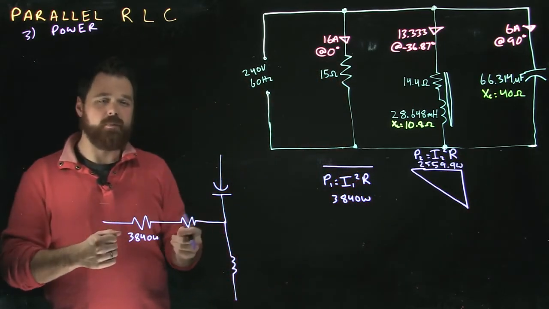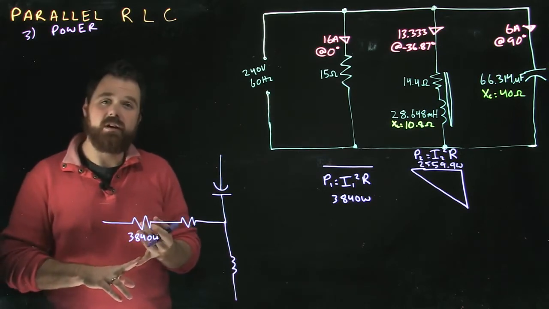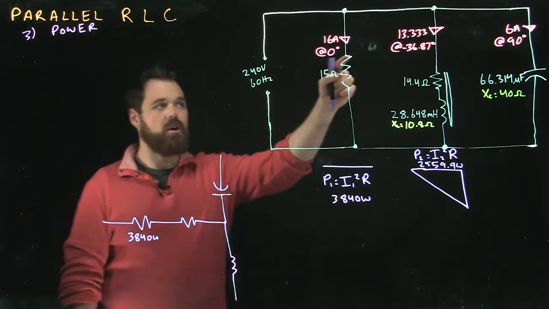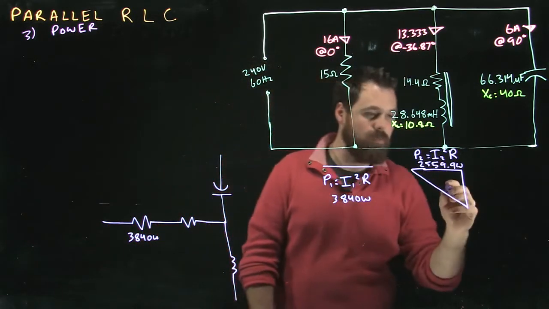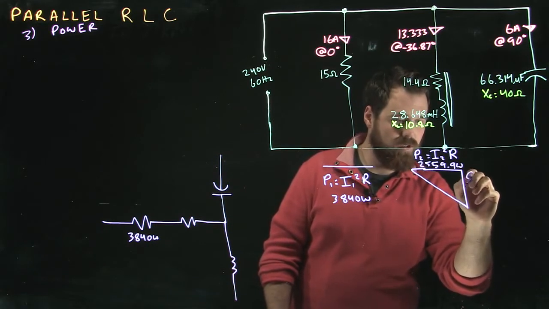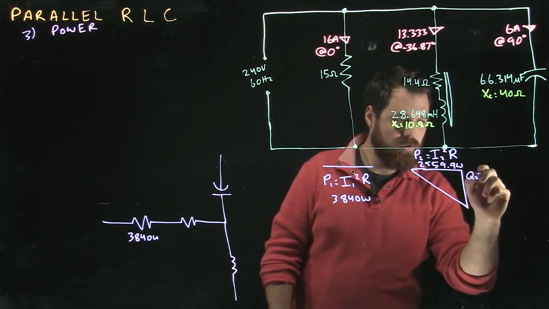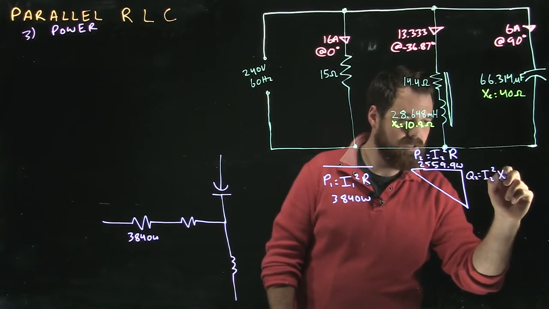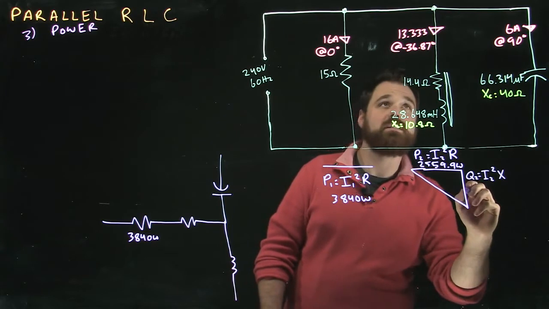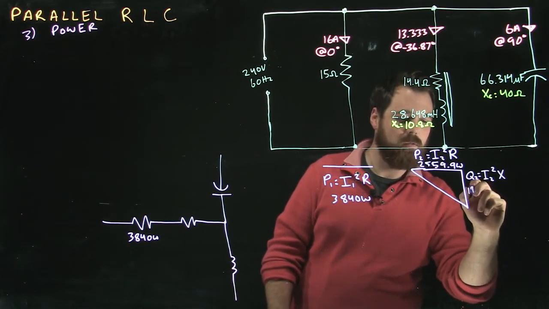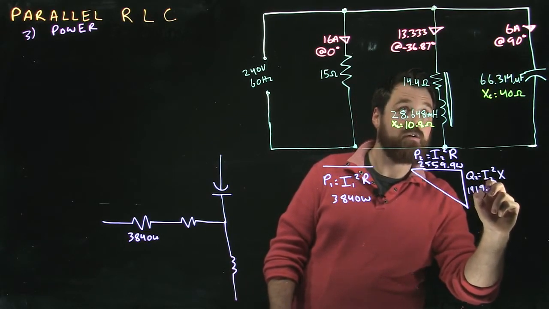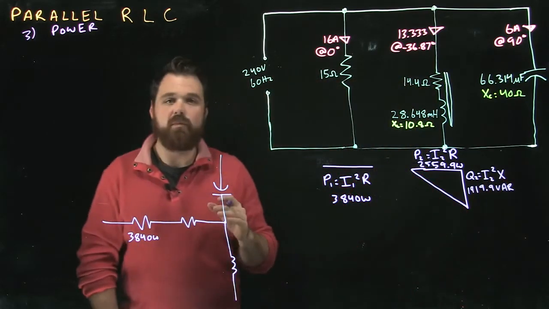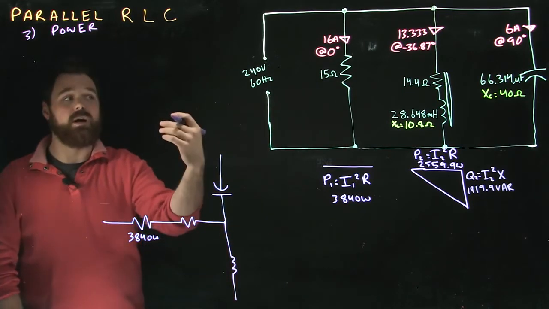Now I can go a couple places from there. I can use my power factor from my previous triangle when I did the Z, but my preferred way is I'm going to use the current squared times the reactive component. So I'm going to go Q2 equals I2 squared times X in this case, and I get 1,919.9 VARs. Perfect.